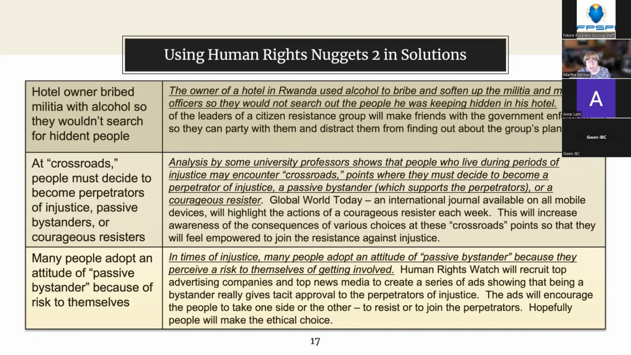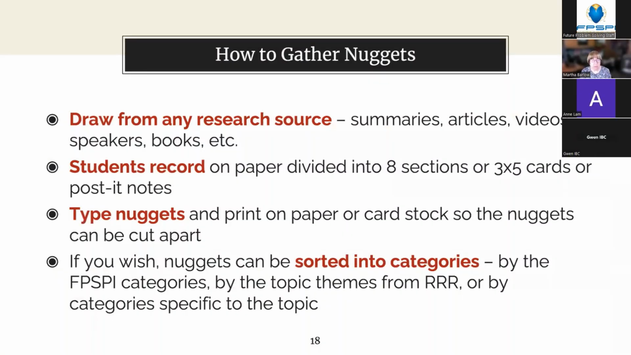But it's harder sometimes to use research information in solutions because you might have gathered a lot, but your solutions are being targeted at one single action goal. And so they're not as wide ranging. So how do you gather these research nuggets? You can, of course, take them from any research source.